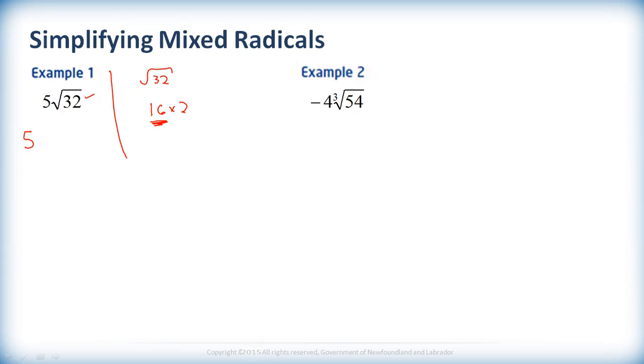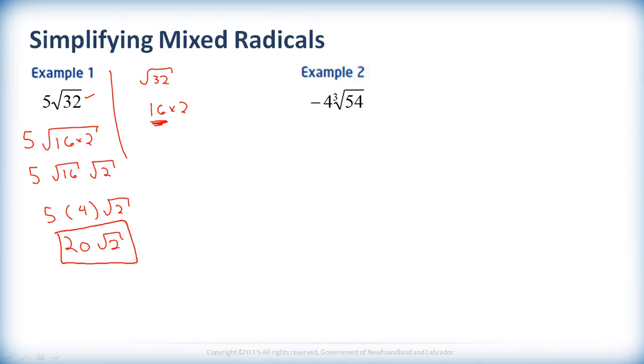So I'm just going to call this 5 times the square root of 16 times 2. So that becomes 5 times the square root of 16 times the square root of 2, or 5 times 4 times square root 2, which is 20 root 2. So if you have a mixed radical that's not completely simplified, just simplify the radical part of it, and then when you're finished, multiply your new coefficient by your old coefficient, and you'll be in business.